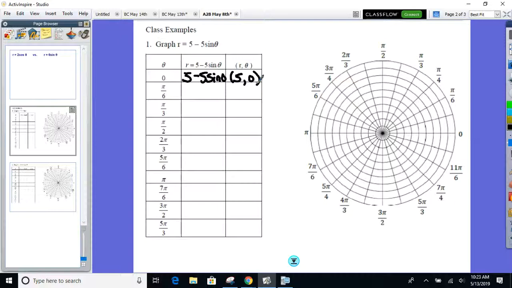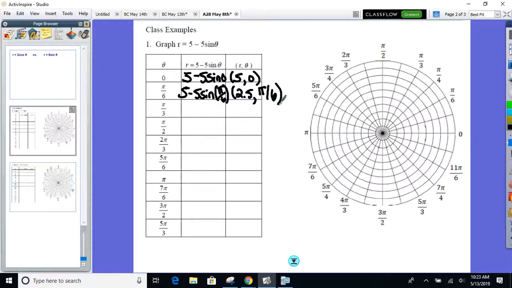All right, next up, 5 minus 5 sine pi over 6. If there's any rounding needed, go to the nearest tenth. And for that one, what was your r value? 2.5, comma, angle pi over 6.